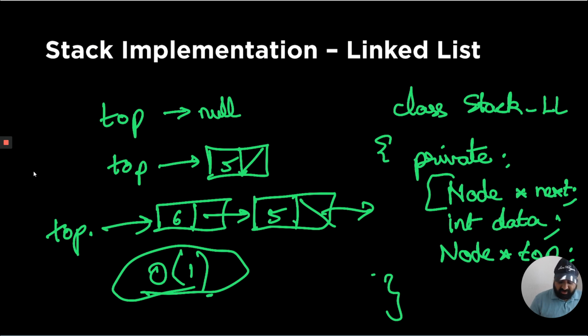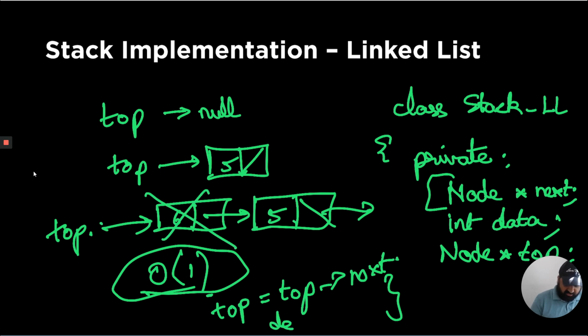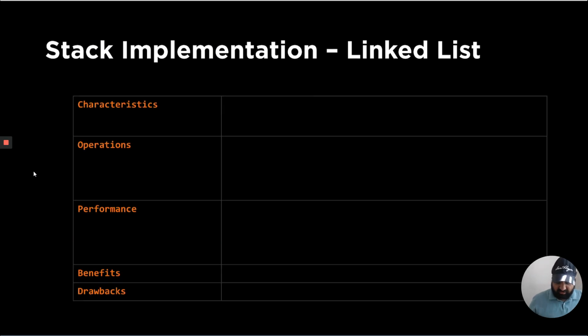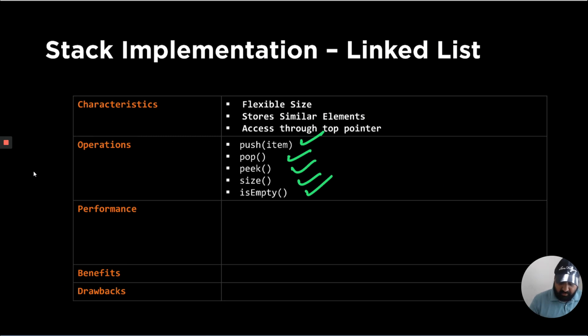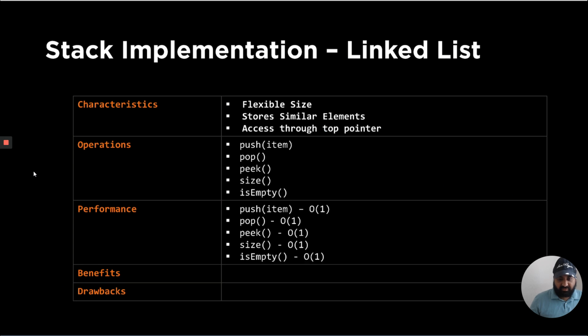If you are trying to remove an element, we can just state top is equal to top's next, and then delete the original top variable. So basically, if top starts pointing to this, we have removed the topmost element on the stack. So that's why the time for the pop operation will again be O of 1.